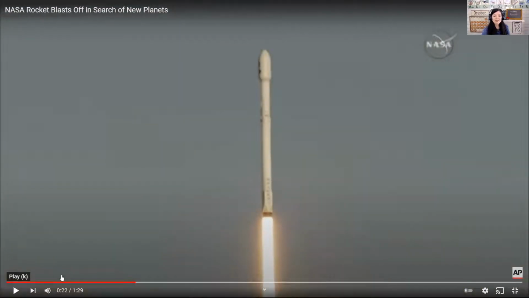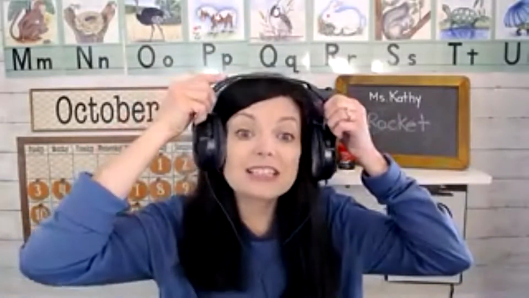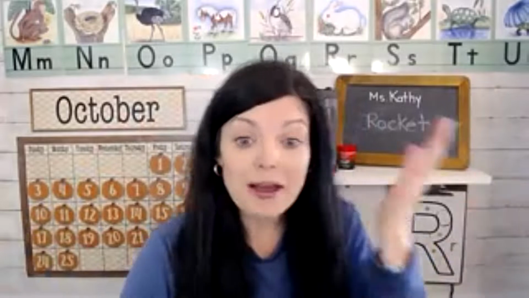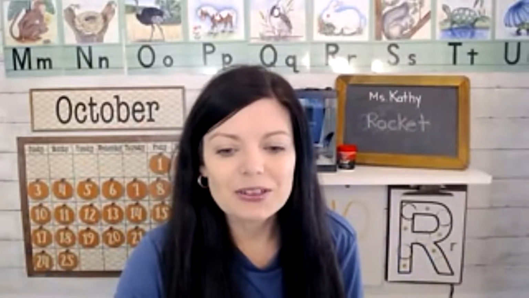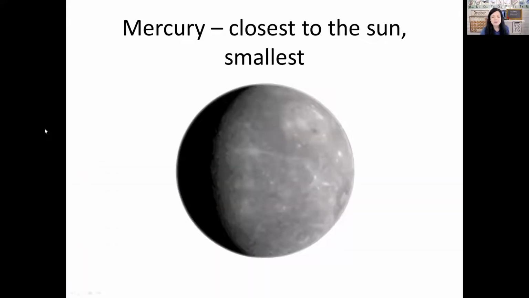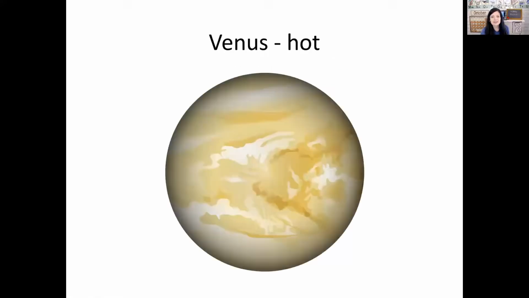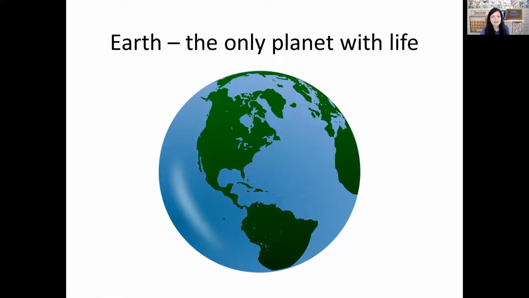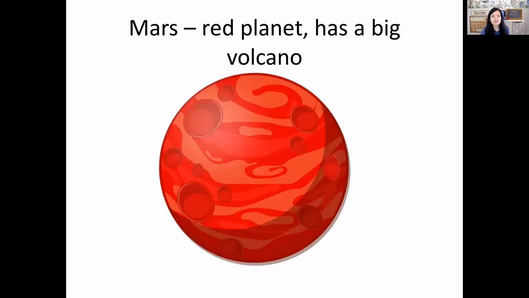Okay, that was pretty. I'm going to put the link below so you can watch the rest of that. But right now, let's learn about the planets that are in the solar system. So take a look. There's so many beautiful planets that God created. This one is Mercury. It's the closest to the sun, and it's the smallest. This is Venus. It's very hot. This is Earth, the only planet with life. There's Mars, the red planet. It has a big volcano on it.